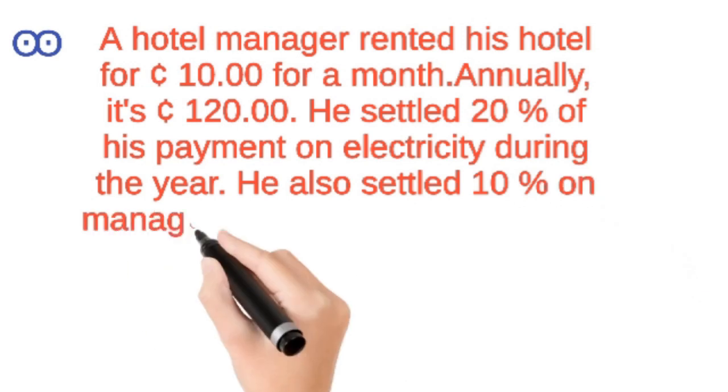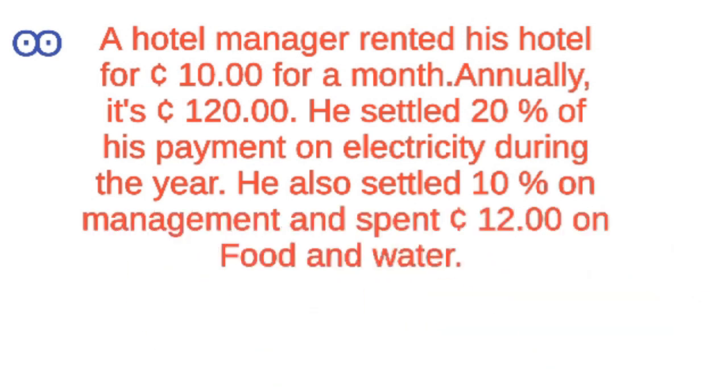A hotel manager rented his hotel for 10 cedis for a month. Annually is 120 cedis. He settled 20% of his payment on electricity during the year. He also settled 10% on management and spent 12 cedis on food and water.